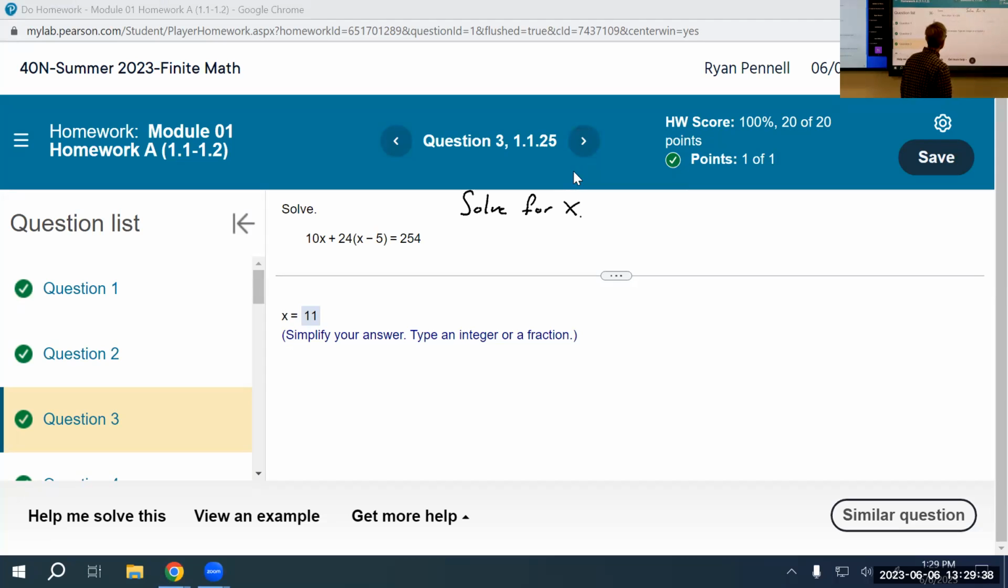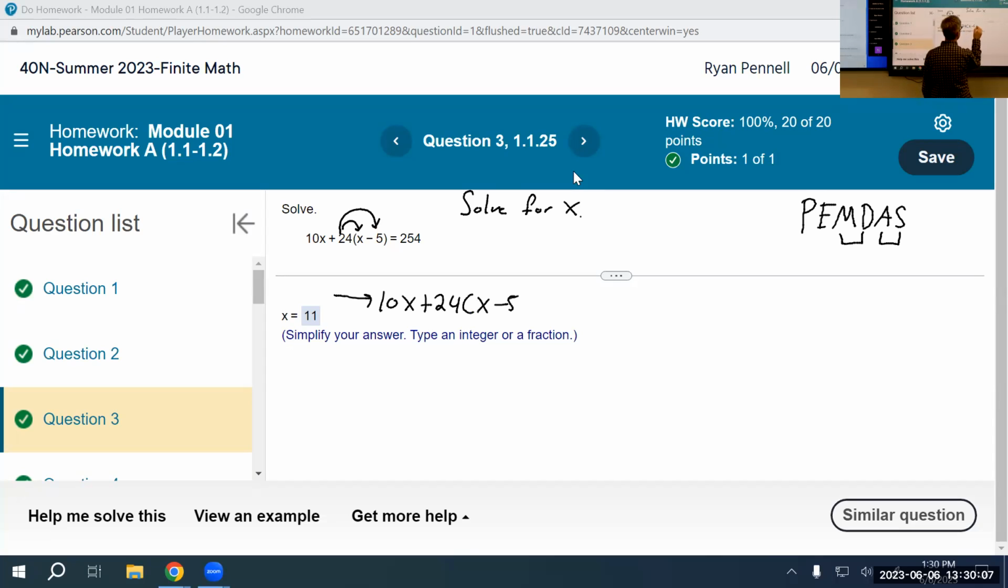Well, I'm going to start with distributing this 24. I think that's the first thing I have to do. PEMDAS. P for parentheses. Remember, multiplication and division is the same. Addition and subtraction is the same. But we got to do those parentheses first, so let's do it. So we got 10x plus 24, x minus 5, equals 254. Okay, so let's distribute that 24.